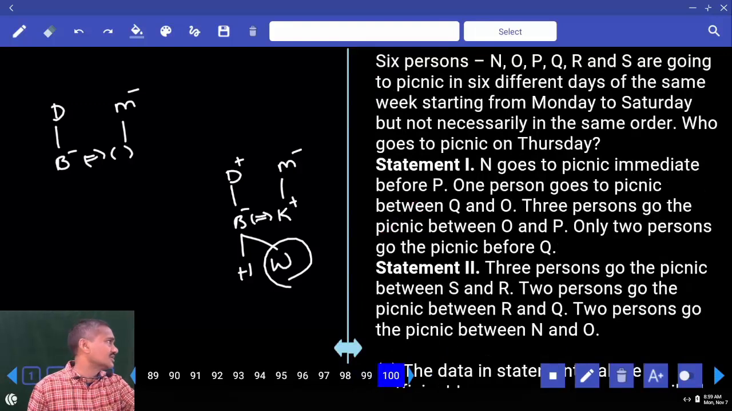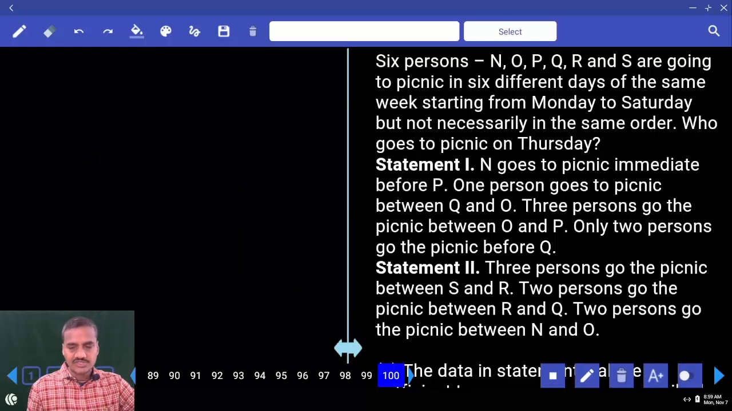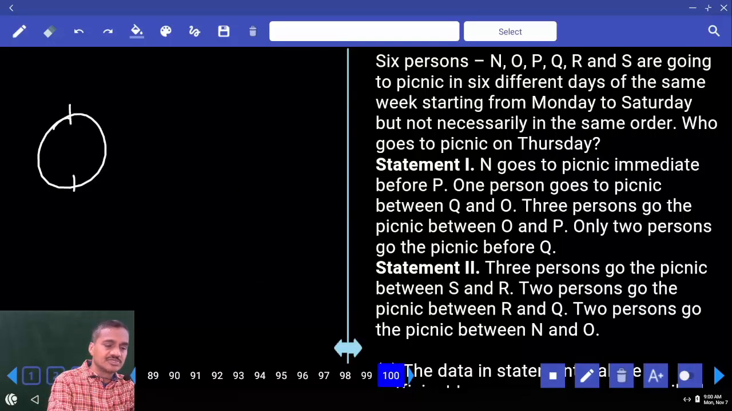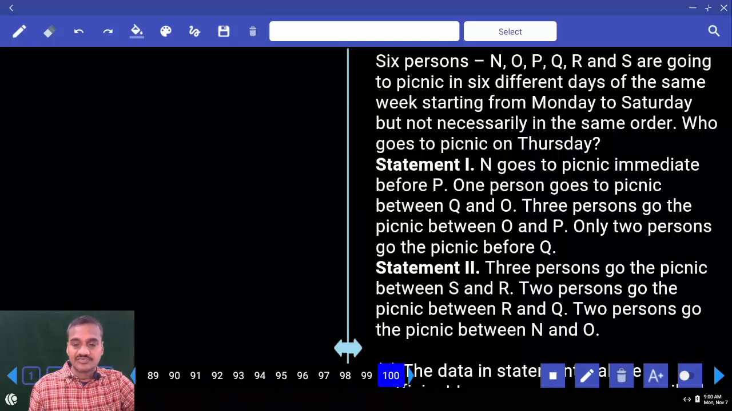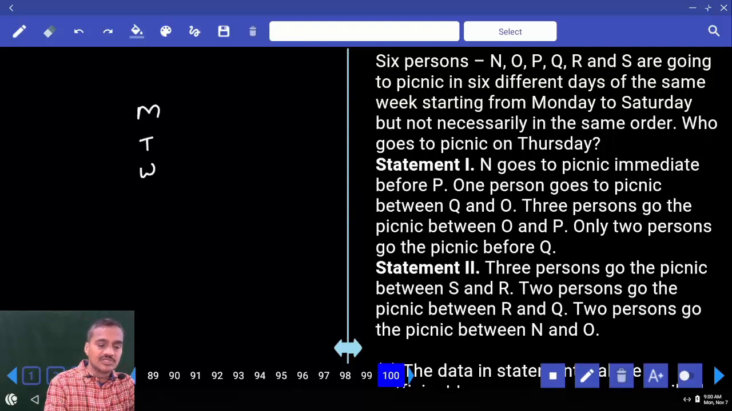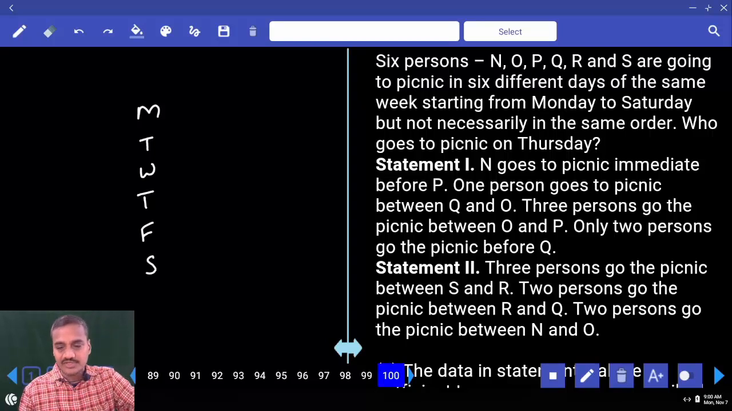Then coming to question number 100. In this question there are 6 persons: N, O, P, Q, R and S. The 6 persons are going to a picnic on 6 different days, from Monday to Saturday. We need to find out who goes to the picnic on Thursday.